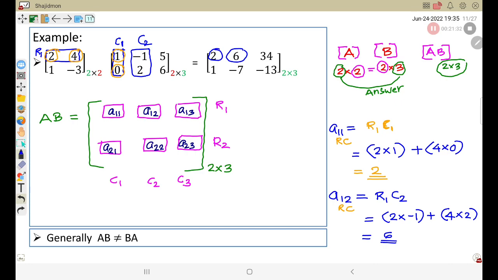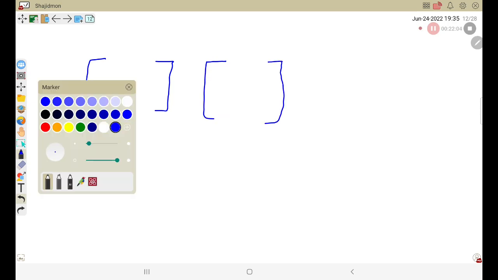Now again A13. A13 means first row with column number 3, then A21 is second row with column number 1, second row with column number 2, second row with column number 3. So you will get the numbers 1, minus 7, 13, minus 13, and 34 also. So this is the answer, the multiplication of two matrices. Now generally AB and BA are not the same. AB and BA are not the same. When we are doing questions, we will discuss more about that. So only clear the idea like this. If you are clear like this, it is easy.